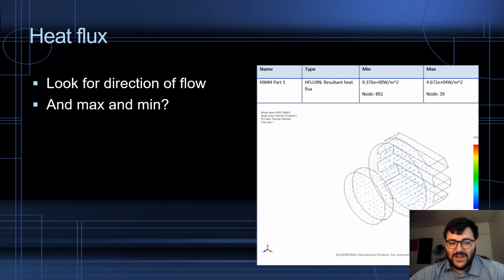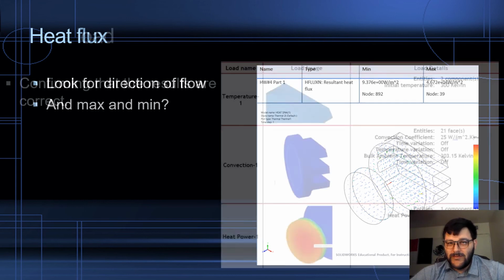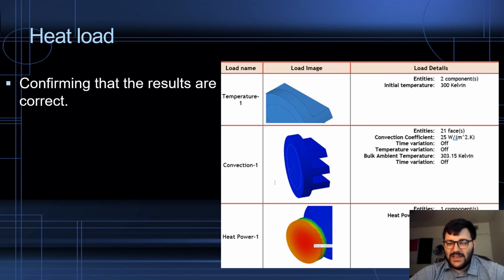So this is the heat flux. As you can see here, you will have to look at the direction and make sure that it's flowing from the chip into the radiator, and the minimum and maximum values of such, and where they're located. This is the heat load tab. You have to pull this and add it to your report, making sure that your values are correct and that they're placed in the right spot, as well as that the temperatures, the convection, and heat powers are all selected in this.